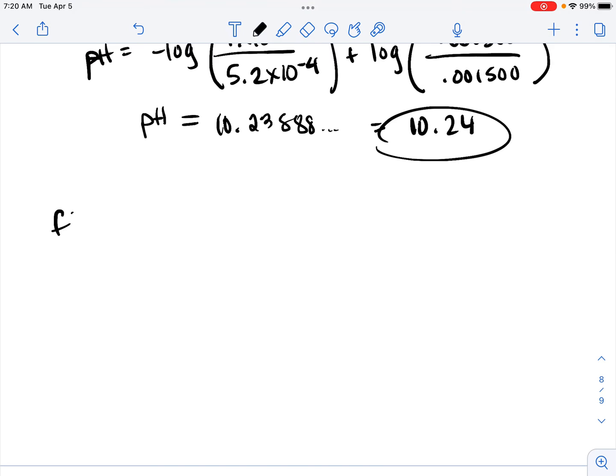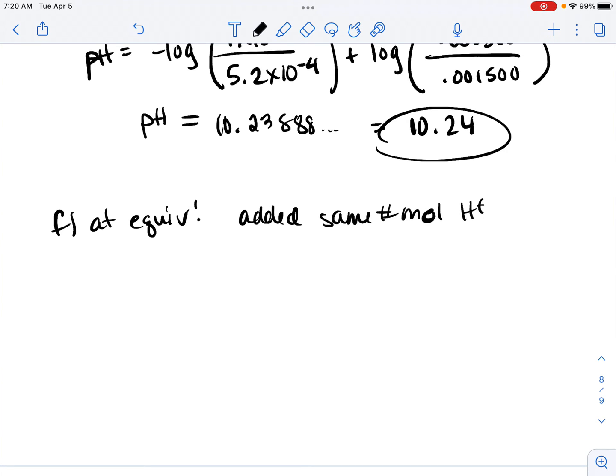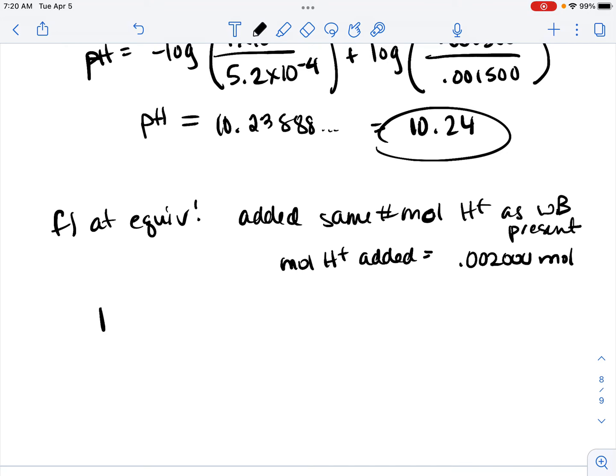So part F is at equivalence. This means that I've added the same number of moles of H plus as weak base present. If I need to refigure that back out again, I can, but I figured out that 20 milliliters was at equivalence. So the moles of H plus added will be the 0.002000 moles, just like what I started with. So I'm going to write my equation again.